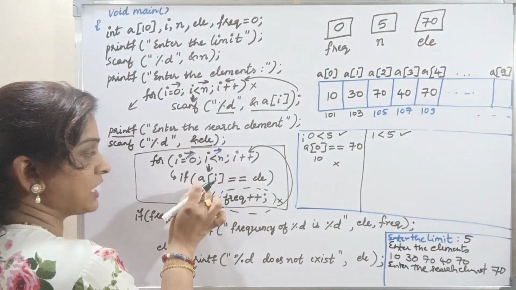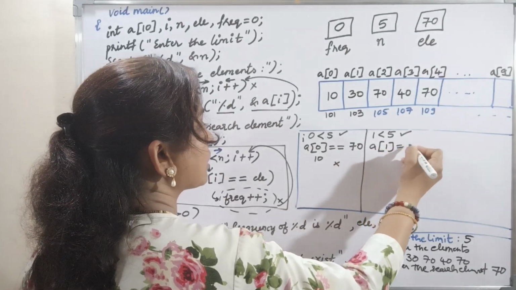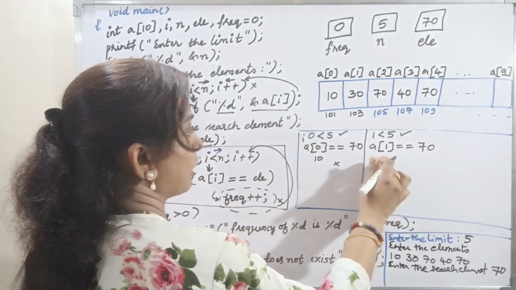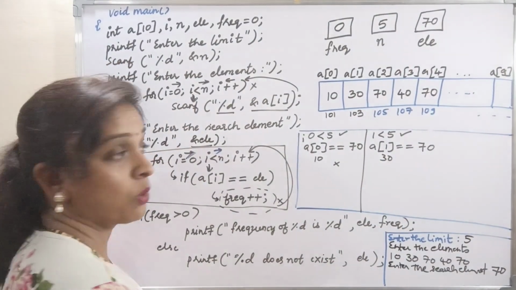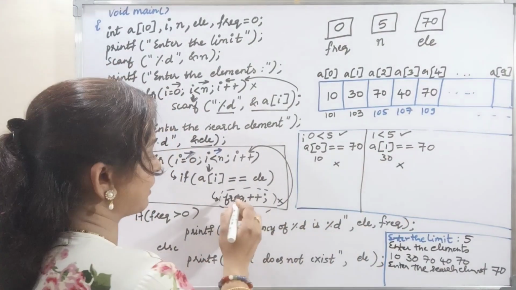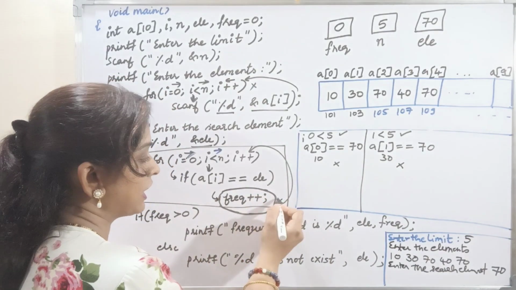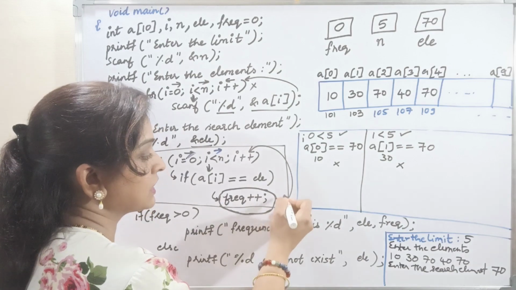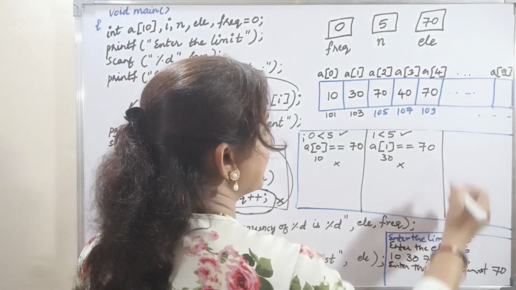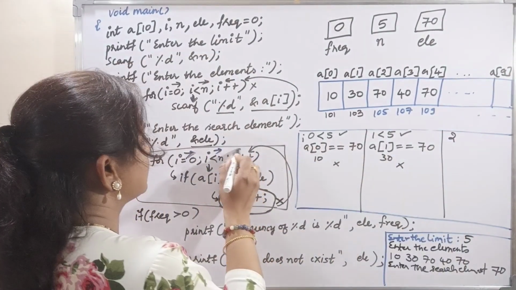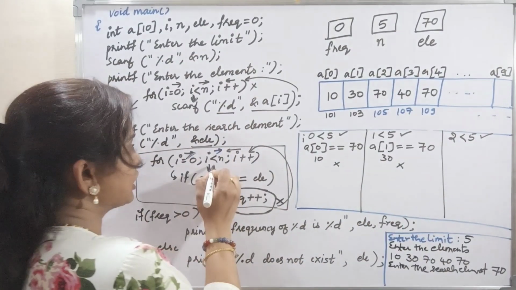Execute this immediate if statement. I say a of 1 equals search element 70. A of 1 means how much? It is 30. Is 30 equal to 70? No. Again condition not satisfied. This frequency plus plus will not be executed. It is going to skip that. Again take a loop back. I plus plus, then I gets increased. I becomes 2. Again check the condition. 2 less than 5. Yes, condition true.